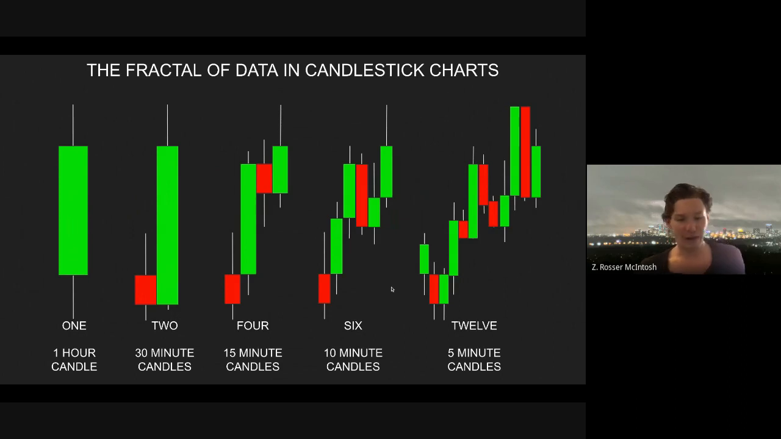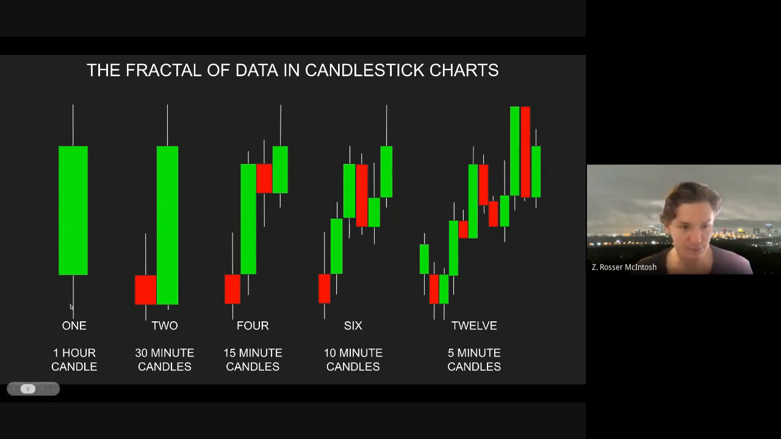Candlestick data is fractal. So here I painstakingly recreated the same data set, but this is imaginary, of course, over 5 different time frames. So for example, we have a 1 hour candle. At the beginning of this hour, we opened here, the low was here, the high was here, and at the end of that hour, we closed here.